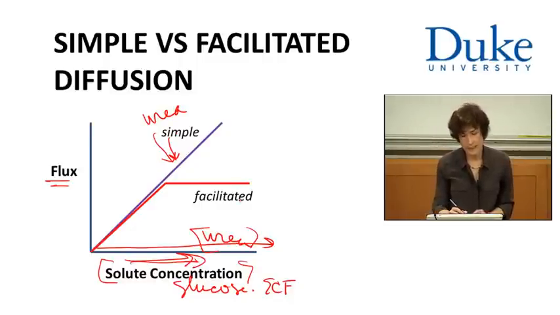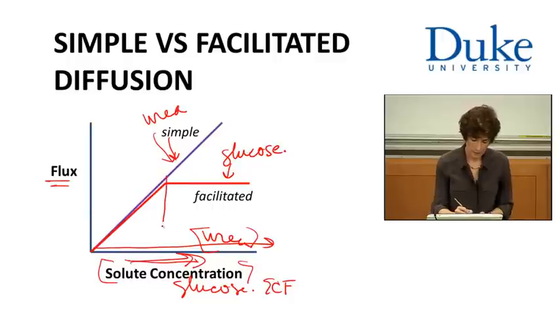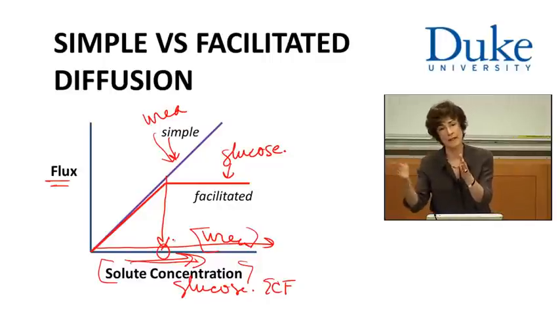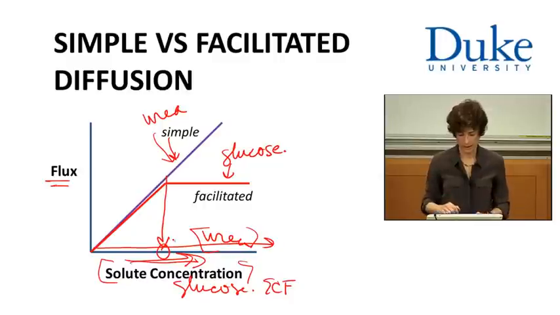But if we look at the facilitated diffusion for the glucose, what we see is that glucose will saturate all of the transporters at this point. So at that point, any concentration of glucose beyond that does not cause an increase in the transfer rate, or in the flux across the membrane.